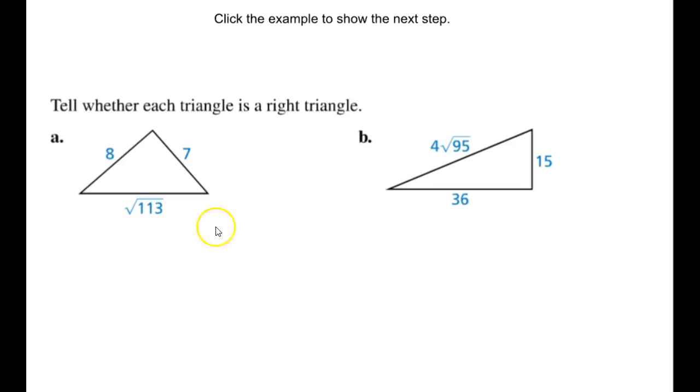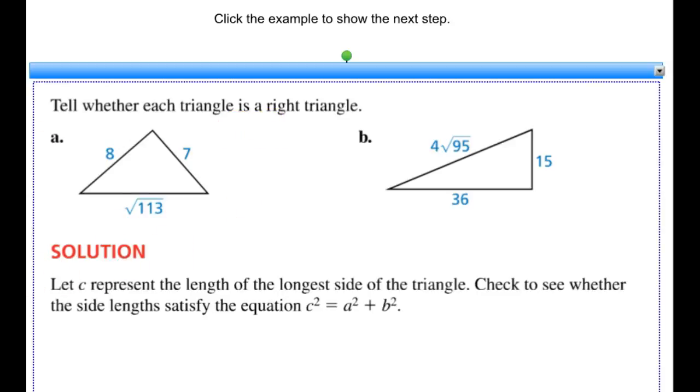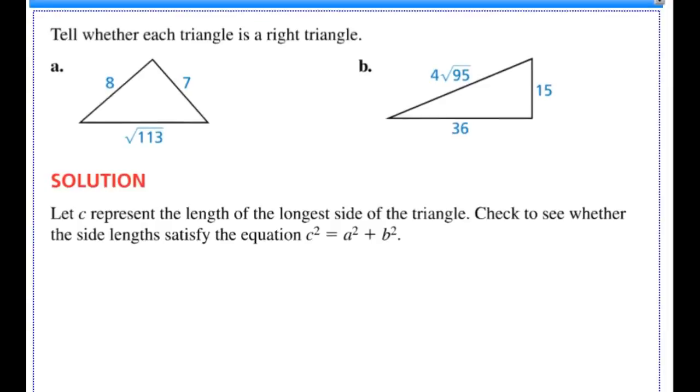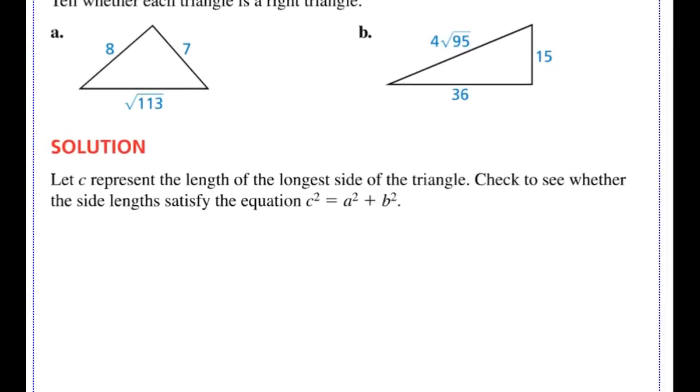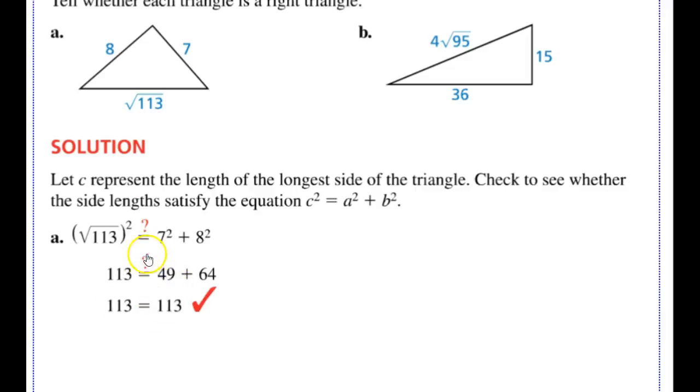So here we go. Here's our first example. Tell whether each triangle is a right triangle. So let's look at part A. C is going to be the longest side. That's just where we're going to start, with C being the longest side. So now I'm going to plug these in and see if it works. So my C, which was the square root of 113 squared, we don't know, does it equal 7 squared plus 8 squared? So now I just go ahead and do the math and simplify. And I see that yes, 113 does equal 113, so I know that yes, this is a right triangle.